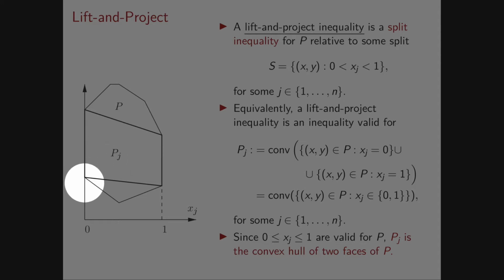This example also makes us understand something crucial about this set P_j. In fact, all the points in P that satisfy x_j less than or equal to 0 must satisfy x_j equal to 0, and similarly all the points in P that satisfy x_j greater than or equal to 1 must satisfy x_j equal to 1. So we have substituted here the inequalities with the two equalities, and we can write then P_j equivalently as the convex hull of the points in P with x_j either 0 or 1. In particular, P_j is the convex hull of two faces of P.